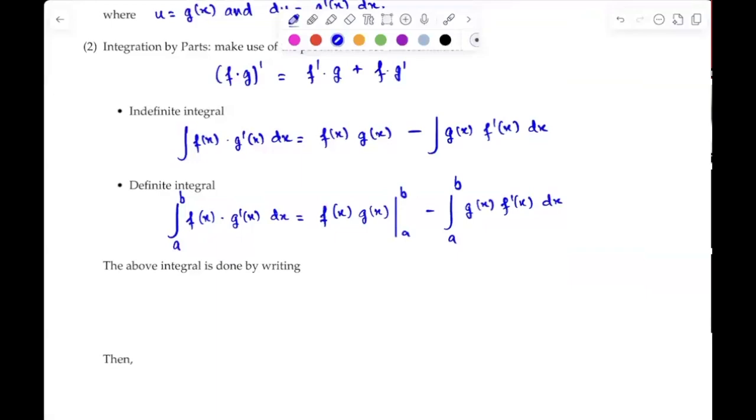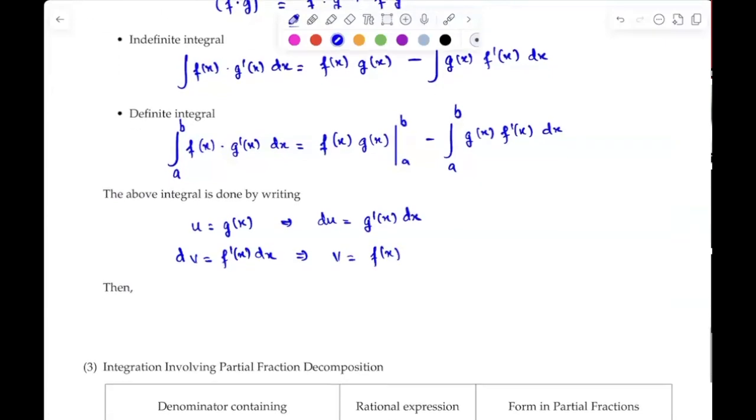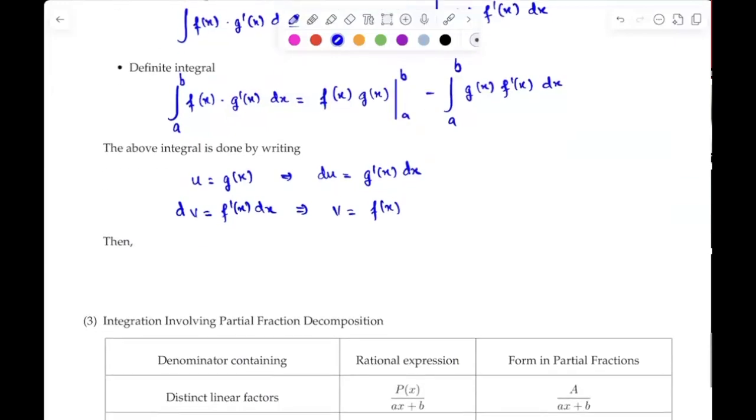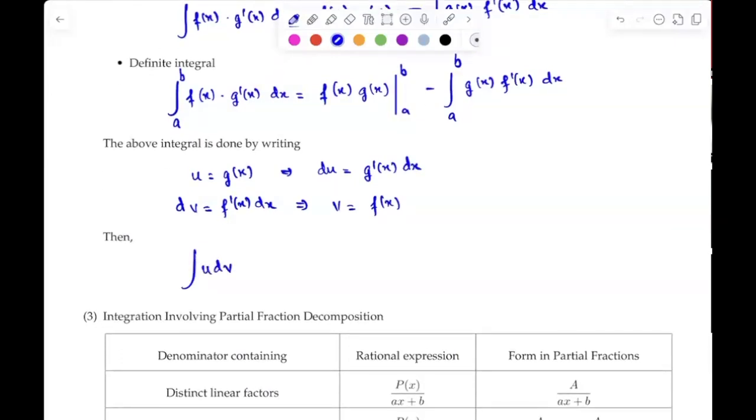The above integral is done by writing as follows. You let u equal to f of x, and therefore du is equal to f prime of x dx, and dv is equal to g prime of x dx, so v is equal to g of x. And probably the following formula is what you see most of the time for integration by parts. That is, the integral of u dv is equal to u times v minus the integral of v du.